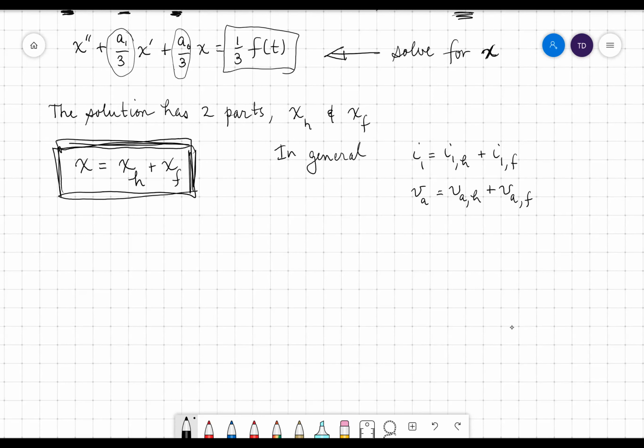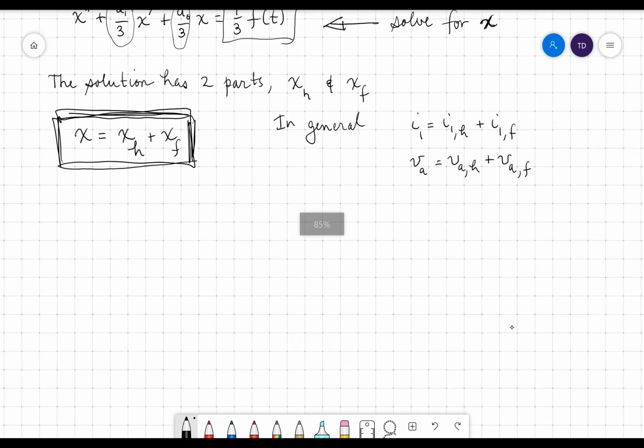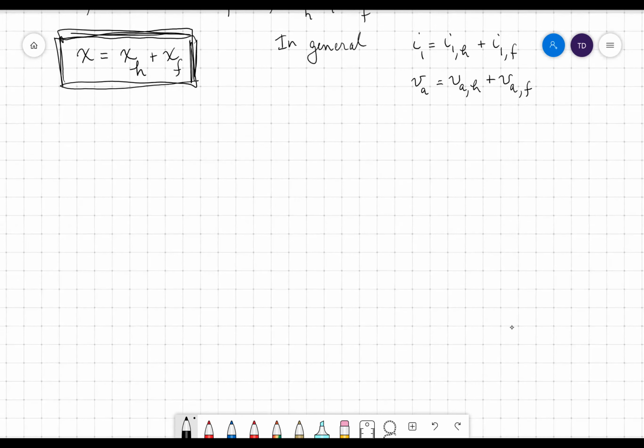I'm just using X from the general mathematical notation that all of you are used to, because in your math classes, you use X all the time. You don't use I's and V's in your math class. You tend to use X's and Y's all the time. All right, let's define these parts.